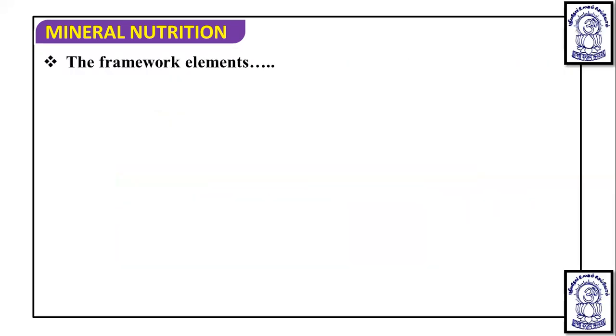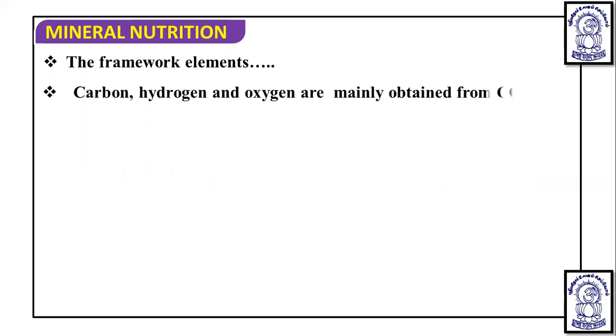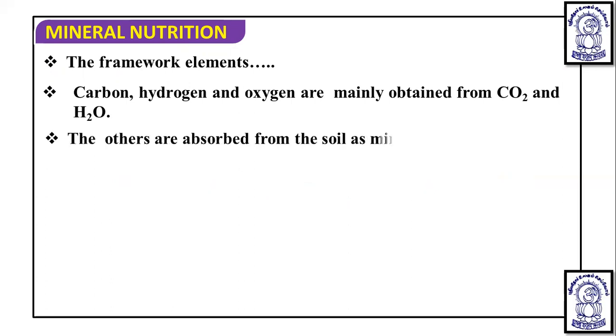Now, out of these nine, the framework elements are carbon, hydrogen, and oxygen. These are considered framework elements because they are mainly obtained from CO2 and H2O, and they are constituents of protein, carbohydrate, and fat. Because of this, they are considered framework elements.